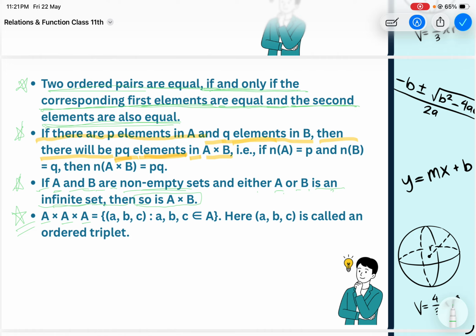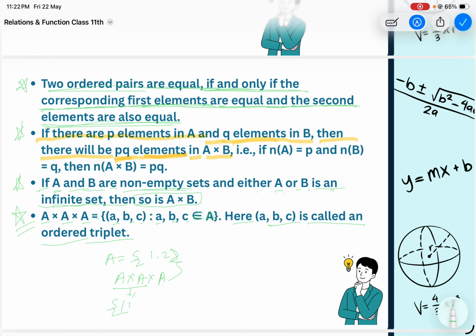Now point number 4: A into A into A equals (a, b, c) such that a, b, c belong to A. Here (a, b, c) is called an ordered triplet. What it means: if we have A equal to {1, 2}, then for A into A into A, we have to find out A into A first. So first we will find A into A, the ordered pairs.